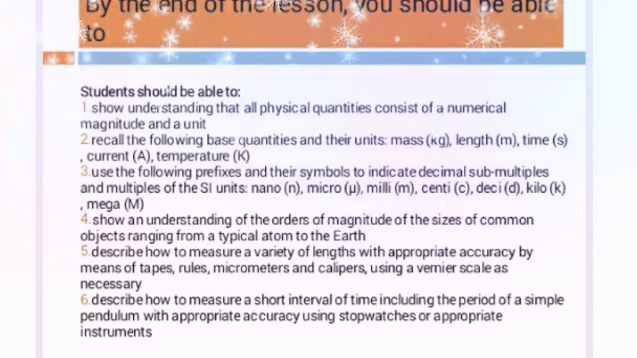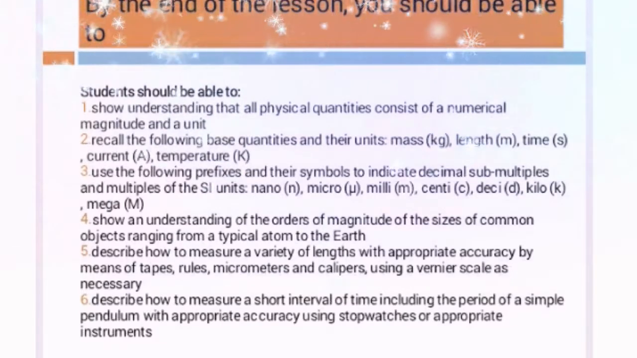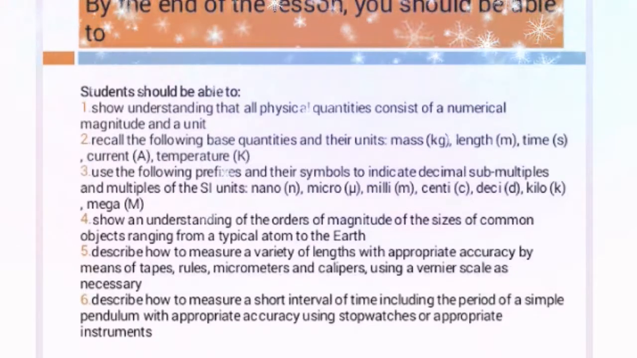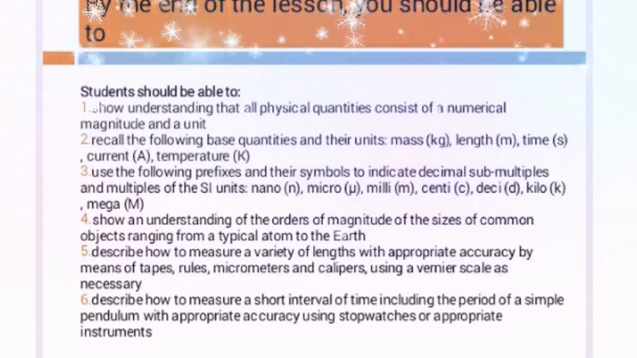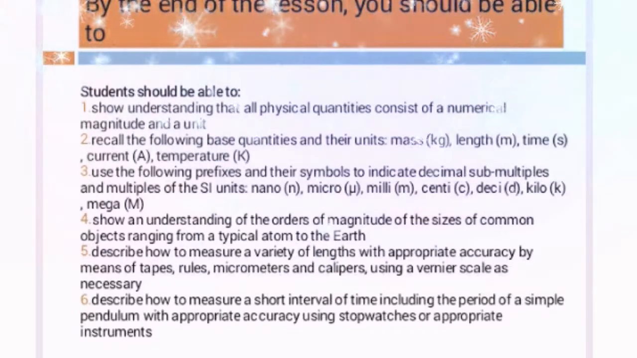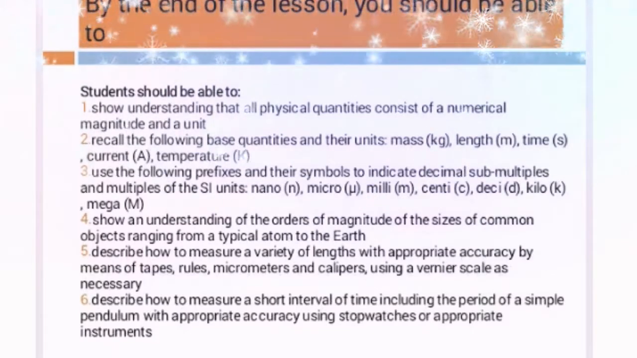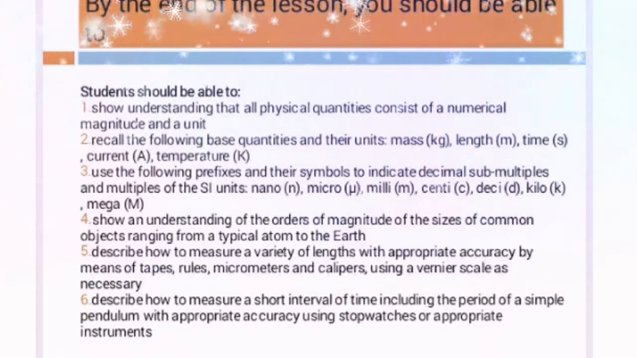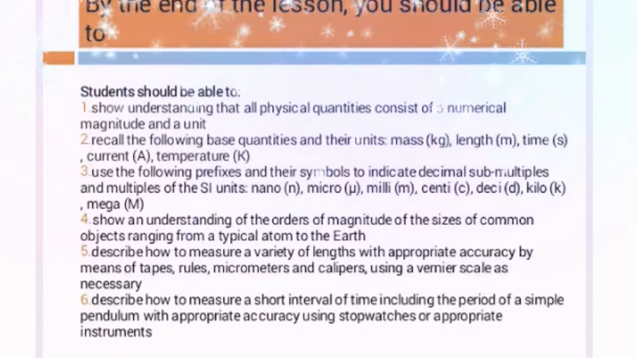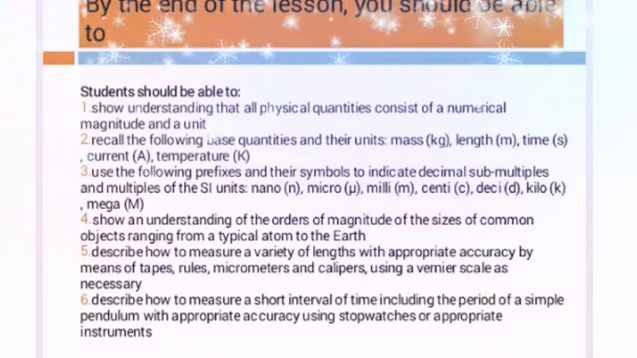Also describe how to measure a variety of lengths using different measuring instruments: the measuring tape, the micrometer screw gauge, the vernier calipers, and the meter rule. Also, we're going to look at time measurement, and you should be able to describe how to measure a short interval of time, including the period of a simple pendulum, with appropriate accuracy using stopwatches or appropriate measuring instruments.